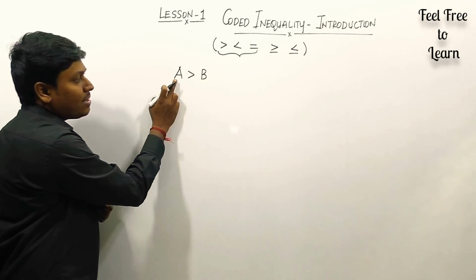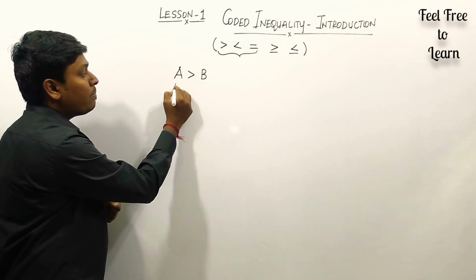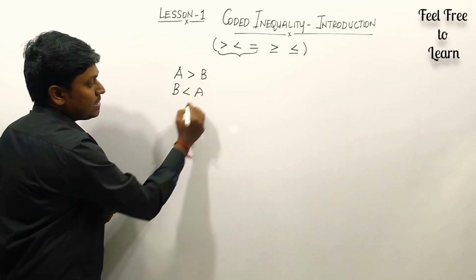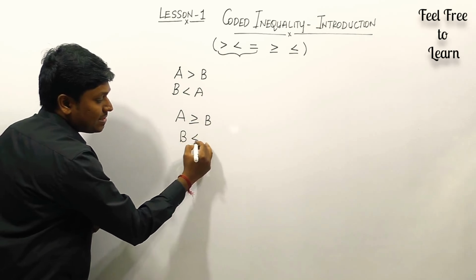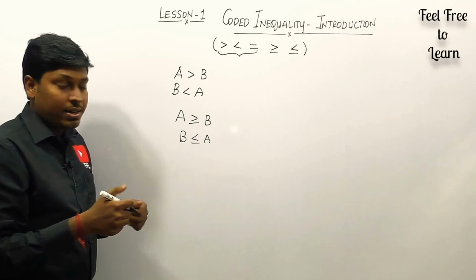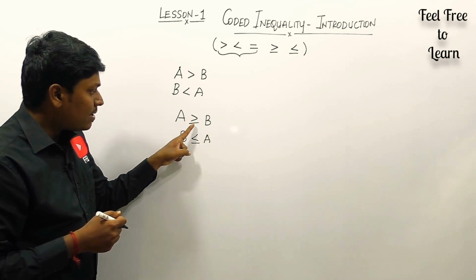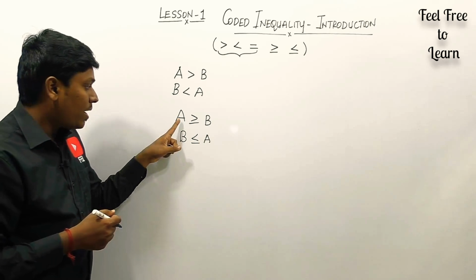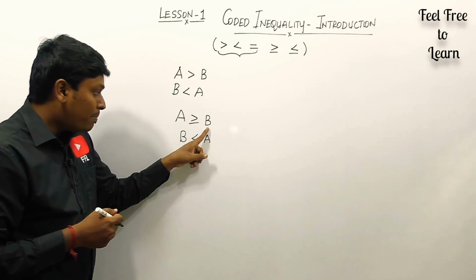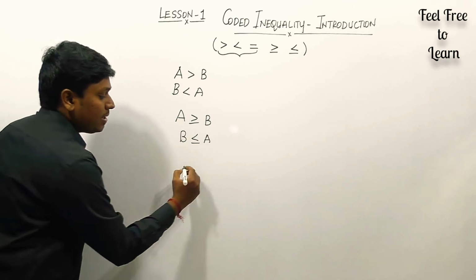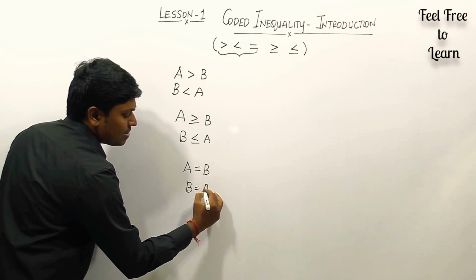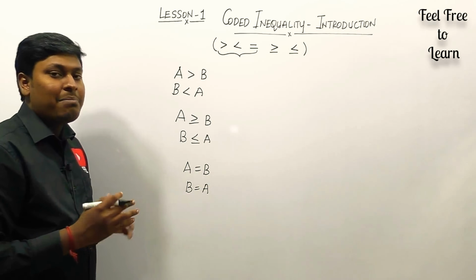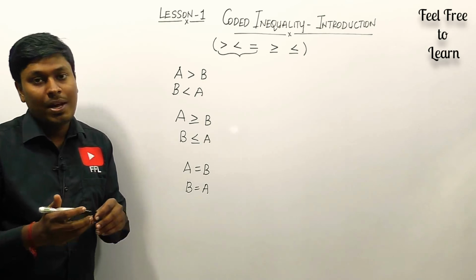This can be written as A greater than B or B less than A, both are the same. Similarly, A greater than or equal to B, or otherwise B less than or equal to A, both are the same. Friends, got it? A greater than, and this line indicates equal to. Similarly, A equal to B or B equal to A. So this topic coded inequality is completely based on comparing 2 elements.